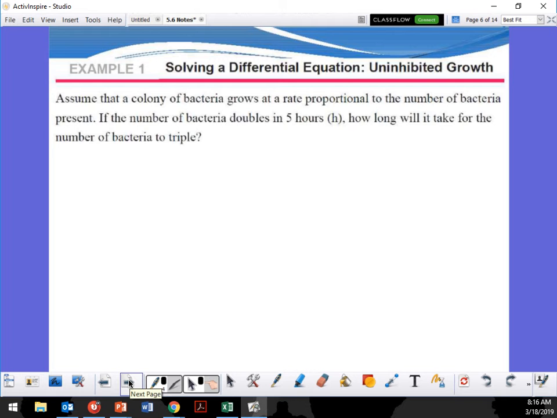All right, assume that a colony of bacteria grows at a rate proportional to the number of bacteria present. If the number of bacteria doubles in 5 hours, how long will it take for the number of bacteria to triple?